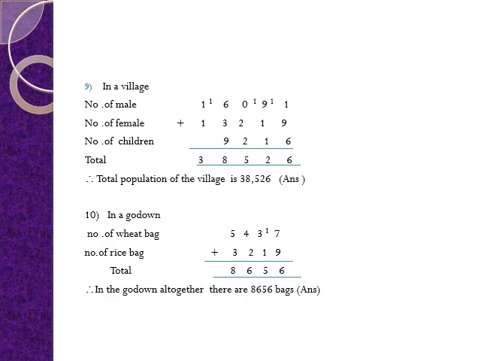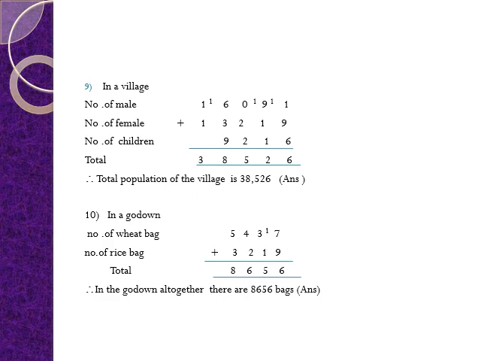Question number 9. In a village there are 16,091 males and 13,219 females, whereas 9,216 are children. So we have to find the total population of the village by adding the 3 numbers. We will get 38,526.